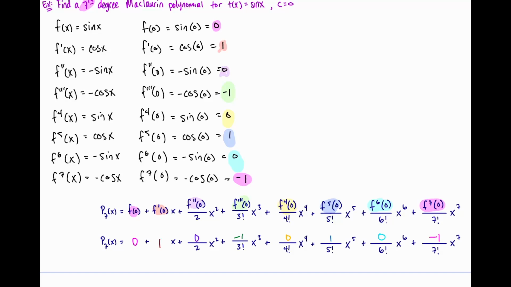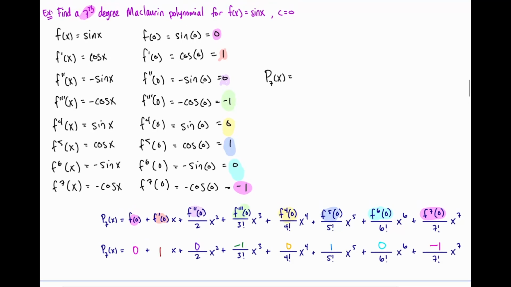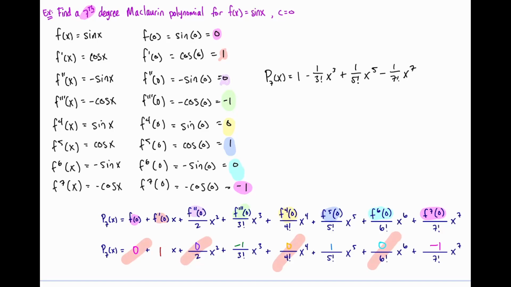And so I can simplify this. All those zeros just go away. And so I get that my 7th degree Taylor polynomial, or Maclaurin polynomial for sine of x about c equals 0 is x minus 1 over 3 factorial x cubed. The 0 goes away, so I'm going to get plus 1 over 5 factorial x to the 5th. And then the 0 goes away, and I get minus 1 over 7 factorial x to the 7th. Because again, all of these zeros go away. We don't care about them.